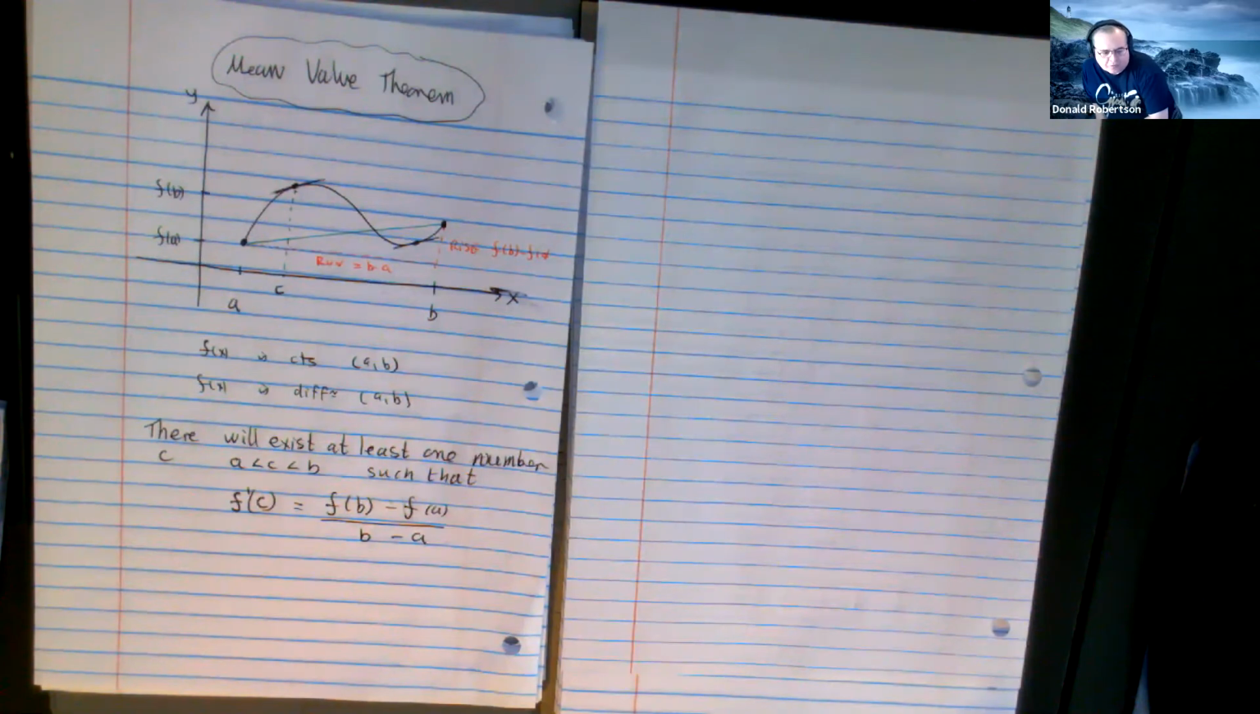So in English, what that says is that if you have a continuous differentiable function, there's at least one point on that curve that has the same slope as the average slope, the average slope from A to B.